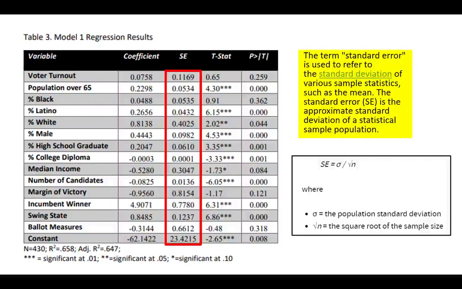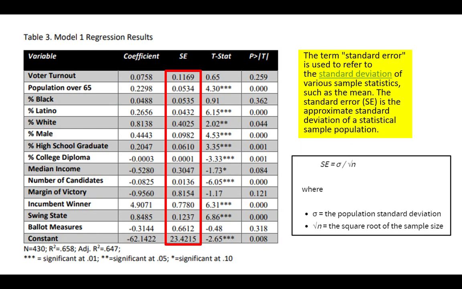Now we've got our standard error report. Standard error, I know, is kind of an abstract concept, so I've given you a reminder to the right. The term standard error is used to refer to the standard deviation of various sample statistics, such as the mean. We did some examples in earlier units about how we would get a standard error.